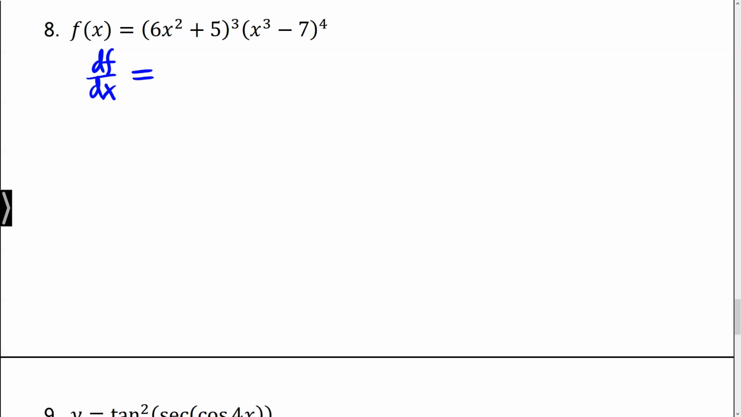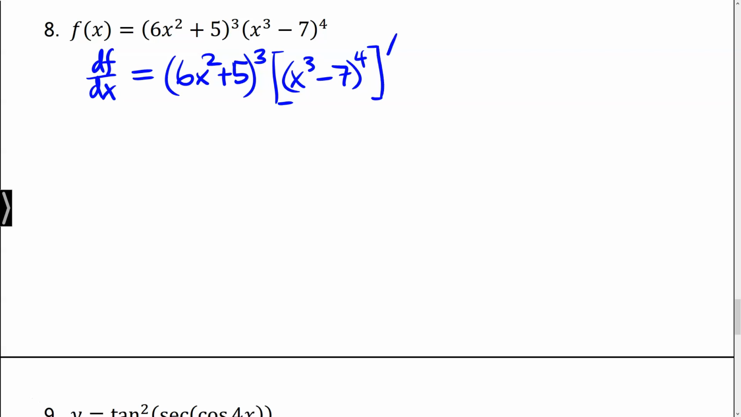So we need first derivative of the second. Okay, so let's see, what's the first? Well, it's just 6x squared plus 5 all cubed. That whole thing is the first. Then we're going to multiply this by the derivative of x cubed minus 7 to the 4th. And then we're going to add to that. Now normally, when I do this, I do first derivative of the second plus second derivative of the first. I'm going to do first derivative of the second plus derivative of the first, so I'm going to keep the same order. And then times the second.